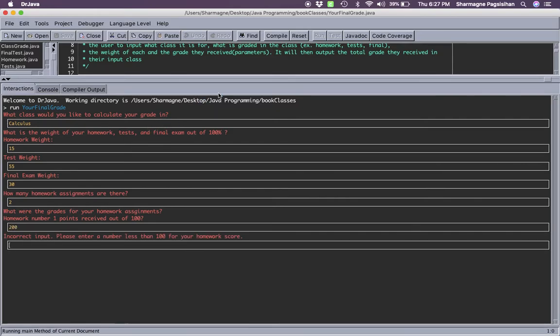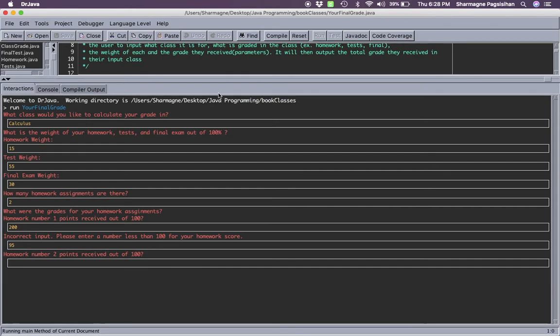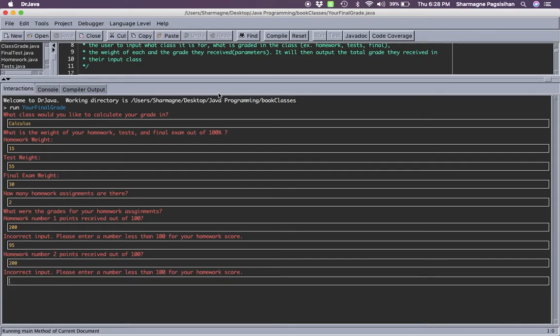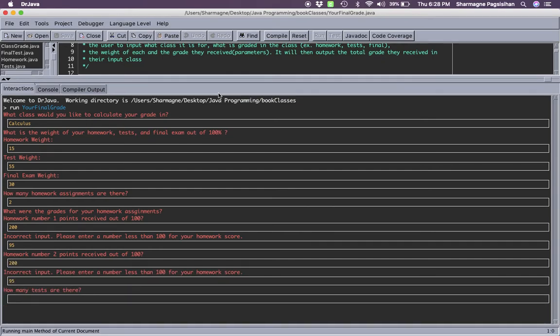It's going to output incorrect input. Please enter a number less than 100 for your homework. So I'm going to go ahead and put 95. And if I do that again, it's going to say the same thing. And so those are the restrictions that I inputted so that you can't just enter any number.